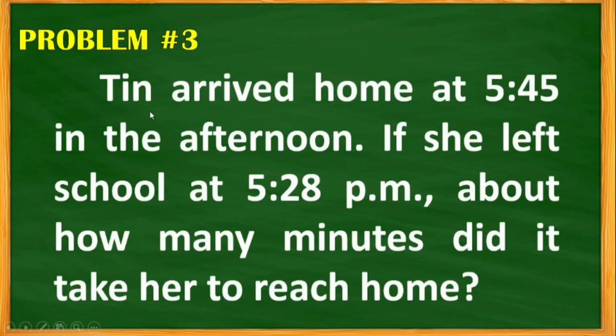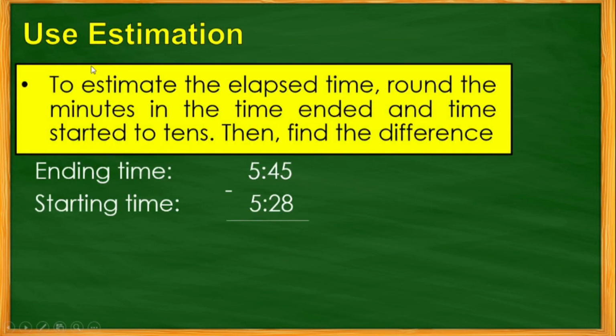Then for problem number 3, Teen arrived home at 5:45 in the afternoon. If she left school at 5:28 p.m., about how many minutes did it take her to reach home? So let's use estimation to estimate the elapsed time. Round the minutes in the time ended and time started to tens, then find the difference.